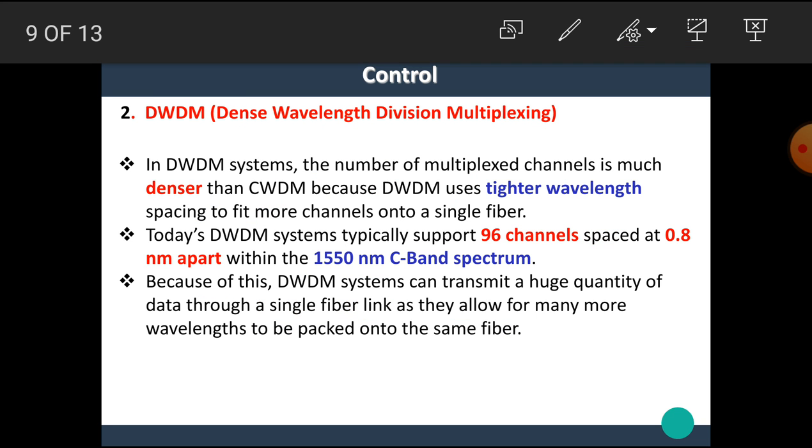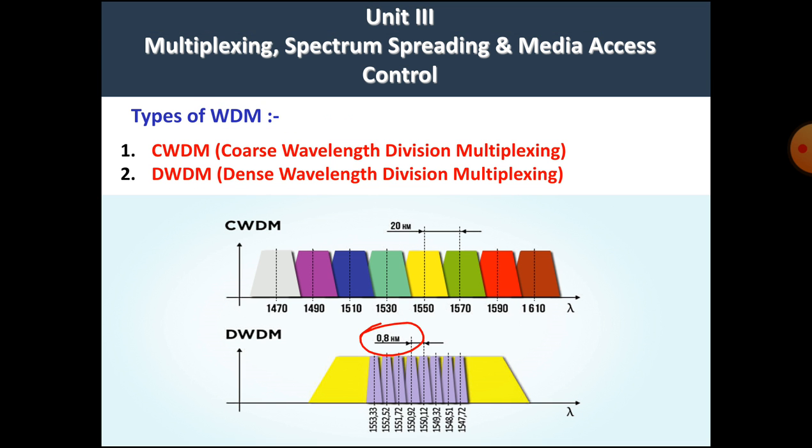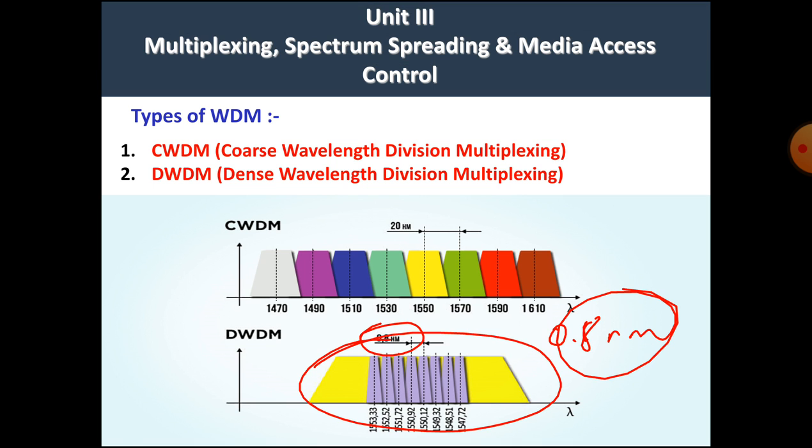The next type is DWDM, which means dense wavelength division multiplexing. In DWDM systems, the number of multiplexed channels is much denser than CWDM, because DWDM uses tighter wavelength spacing to fit more channels onto a single fiber. In this diagram we can clearly see that more signals are tightly combined with each other, with a spacing of 0.8 nanometer.